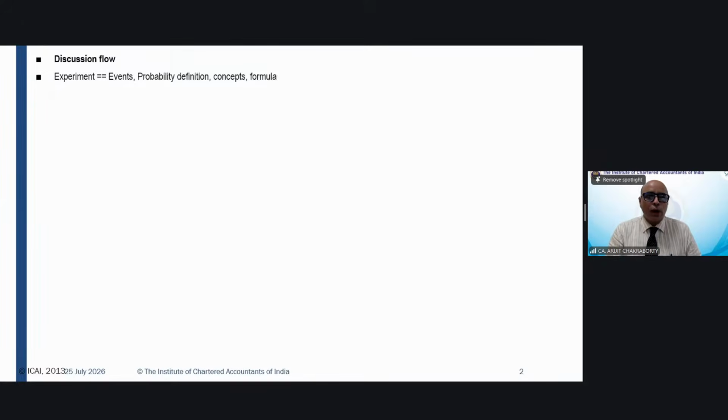Similarly, say for example, you are selecting a card from a pack, from a group of playing cards. You are just selecting a card. So yes, that is also a random experiment. Whether you get an ace or any other type of card depends on probability. And therefore, there are a number of practical examples. Then we will look at the concepts and the formula, followed by some theorems on probability.